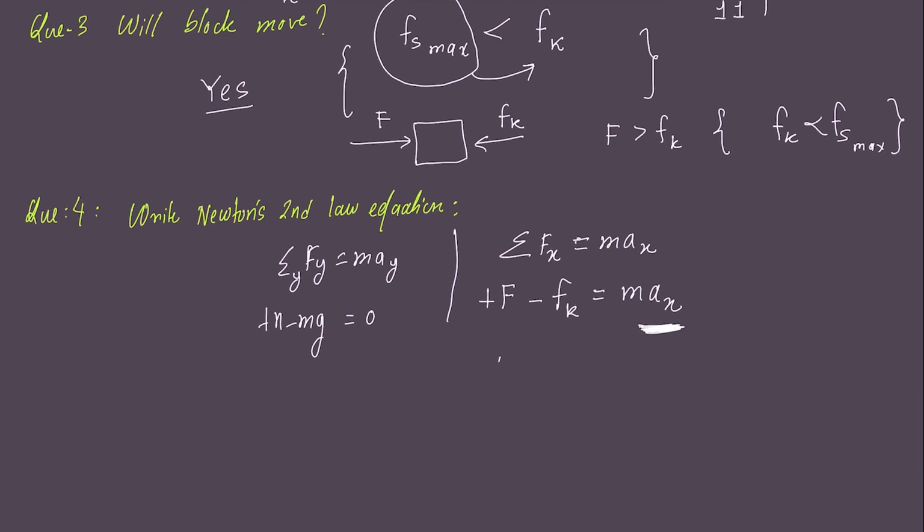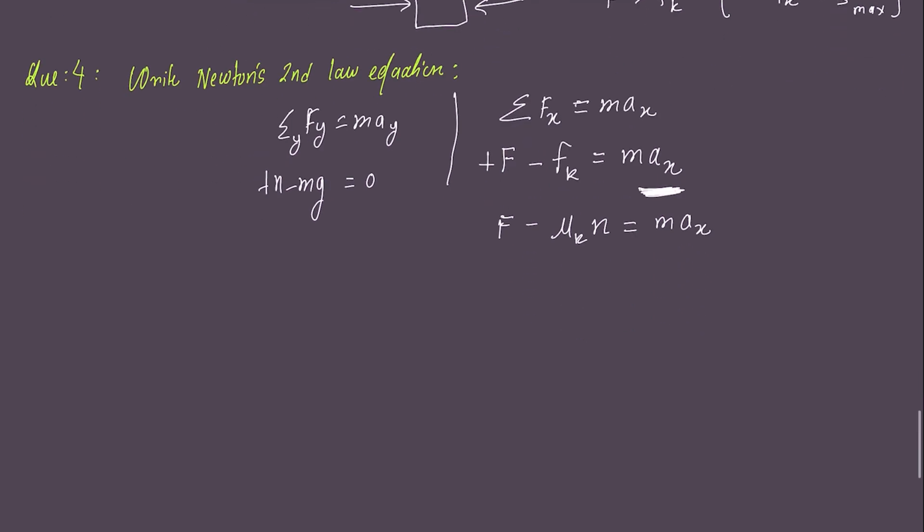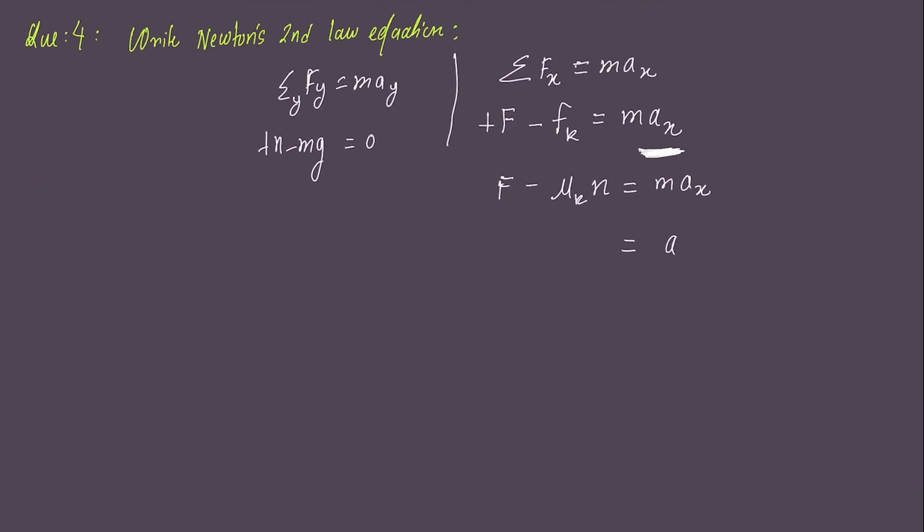Now you can plug in the fk value if you want, and that's going to be mu k times the normal reaction, and that is going to be m ax. Let's say we want to figure out what the acceleration is. You write ax equals, divide both sides by m, so you get mu k N divided by m, and that is the answer for acceleration in the x direction.